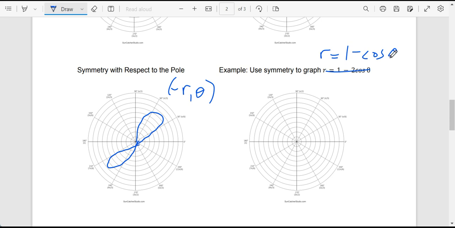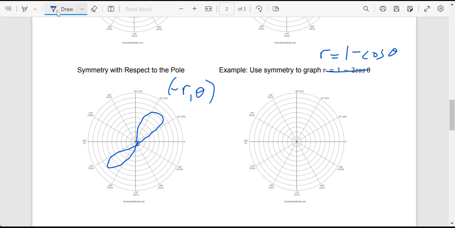Also, if you remember your rules from chapter 5, I would have said that cosine of negative theta is just equal to cosine theta, right? Remember that? That should help guide you with what symmetry you have for this one. And the symmetry you have for this one is with respect to the polar axis, because if we put negative theta in, we're going to get the same value coming back out. Okay, I'm going to get rid of this for space.